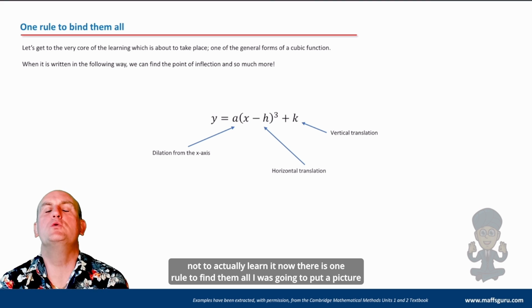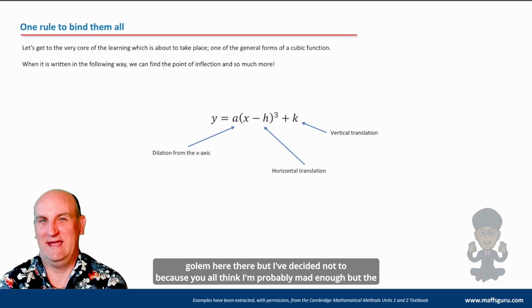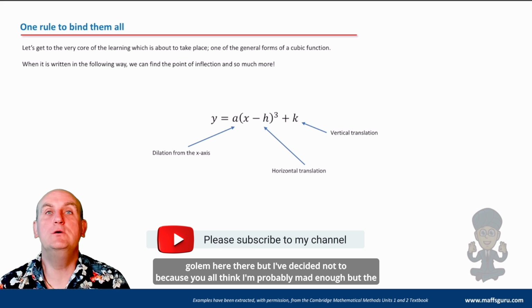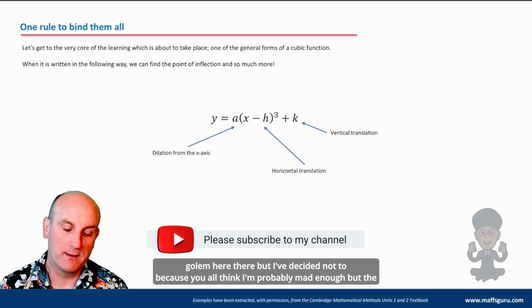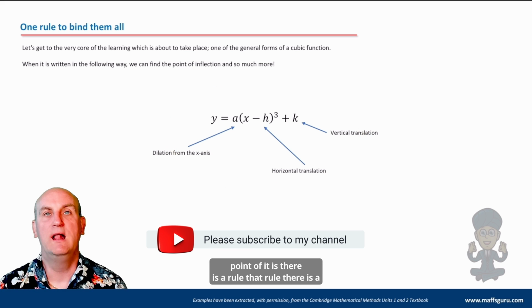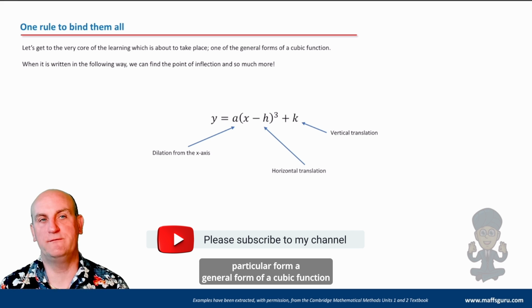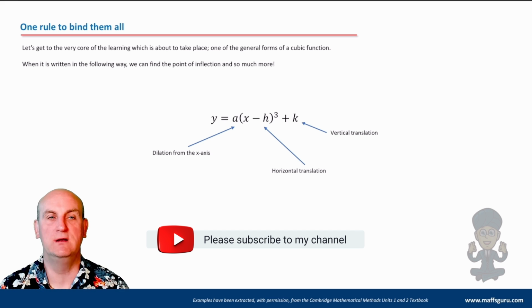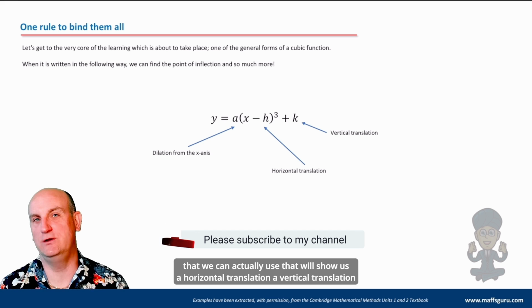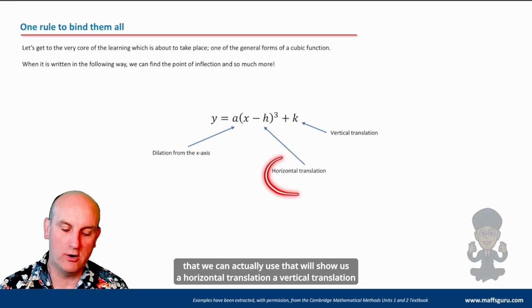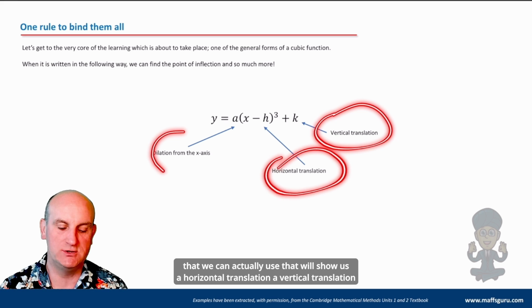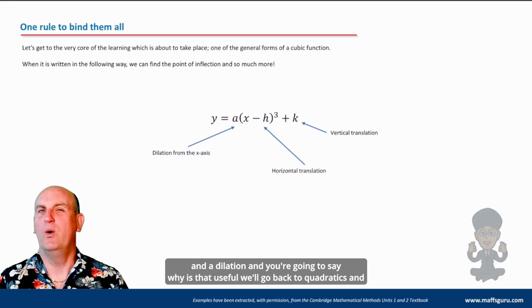Now, there is one rule to bind them all. I was going to put a picture of Gollum here, but I decided not to because you all think I'm probably mad enough. The point is, there is a particular general form of a cubic function that we can use that will show us a horizontal translation, a vertical translation, and a dilation. And you're going to say, why is that useful?